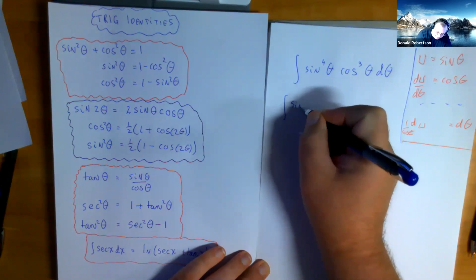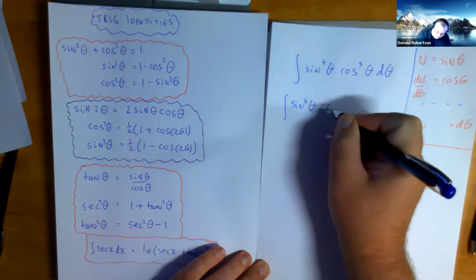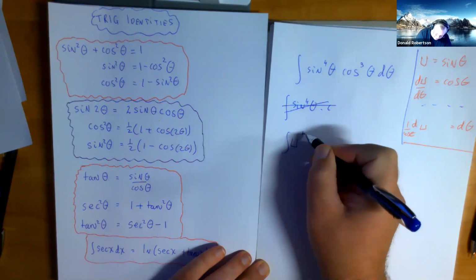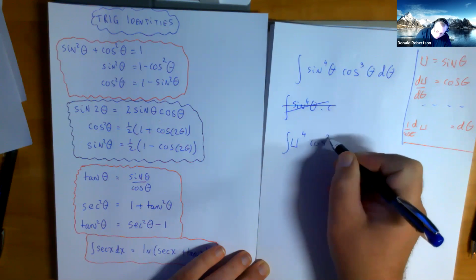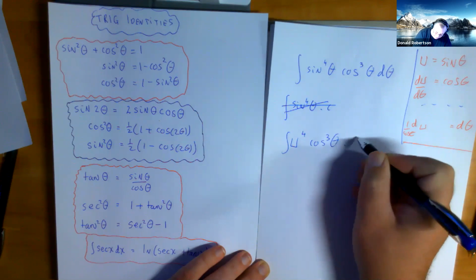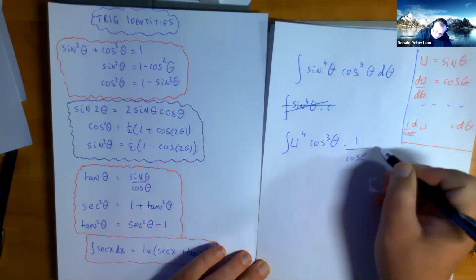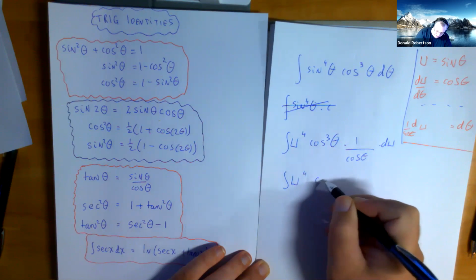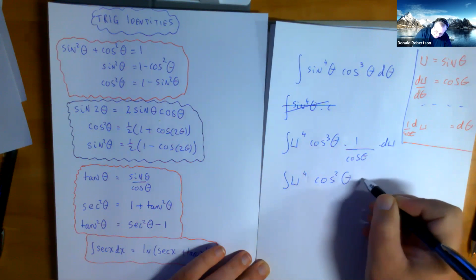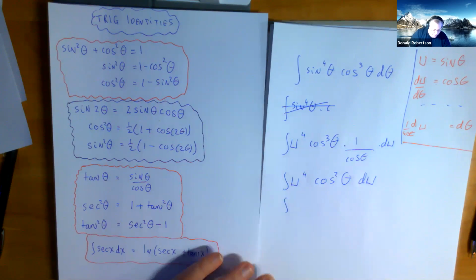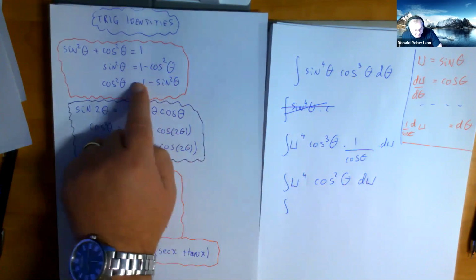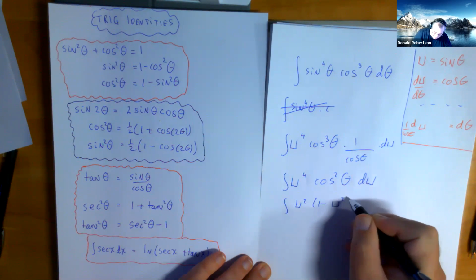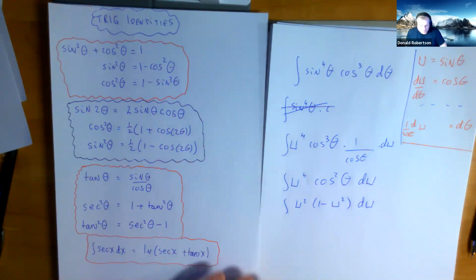So we have that fella. Oh, no, we don't. We have that fella. Cosine cubed. It's like you were saying, a 1 over cosine and a du. That gets me cos squared. And the cos squared turns into this guy, 1 minus sine squared, right? I've just skipped a line.